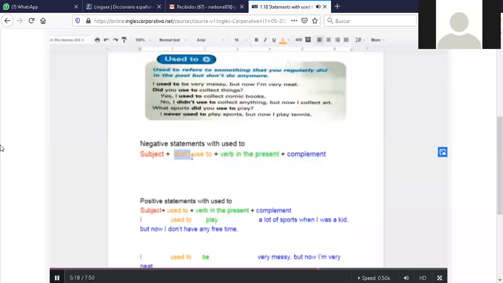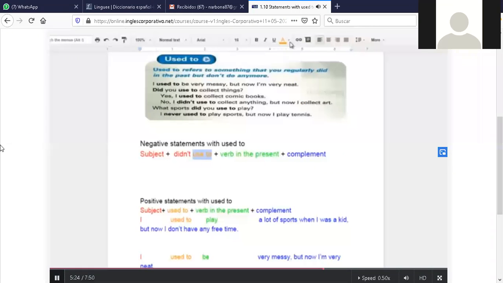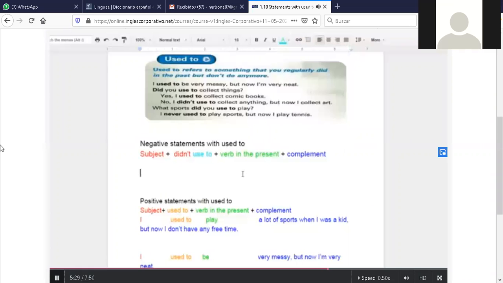All right, so that's what I want you to notice. Also, used to will no longer be in the past. Now it's going to be in the present, and that's because of this auxiliary verb that you see here. So we're going to have the subject plus didn't, and then used to will be in the present. It's not going to be in the past like we saw in our positive statement. And the rest will pretty much stay the same: the subject plus didn't used to plus the verb in the present, and then whatever complement exists.